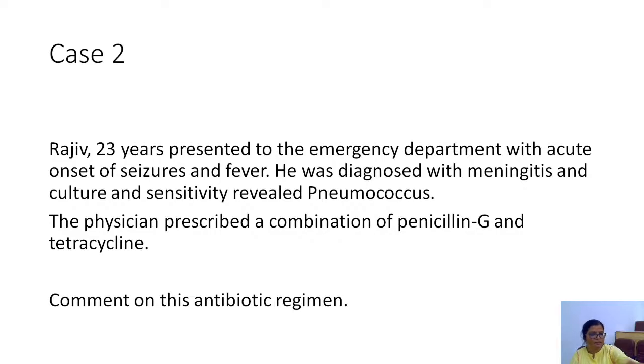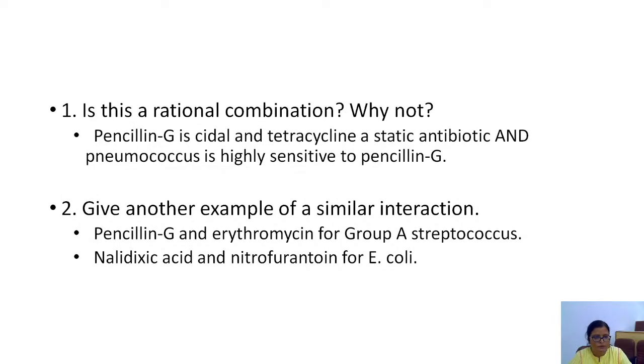We have discussed enough about combinations with our previous case. So when I ask you to comment on this antibiotic regimen, the first thing you should keep in mind is that the patient was diagnosed with meningitis and culture and sensitivity revealed pneumococcus, so the drugs you are giving should be sensitive against pneumococcus. The second thing is that the combination you are giving, penicillin G and tetracycline: are they compatible with each other? Is this a rational combination? If it is, why? If it is not, why not?